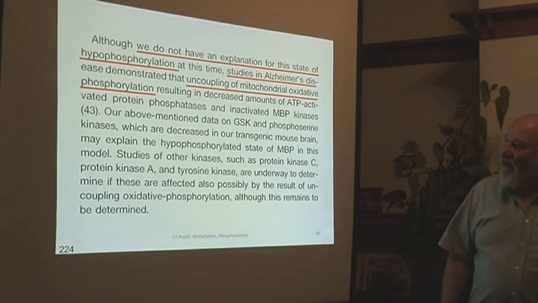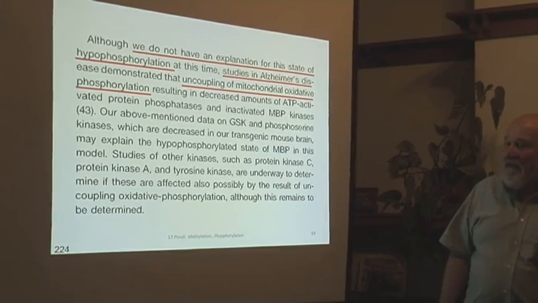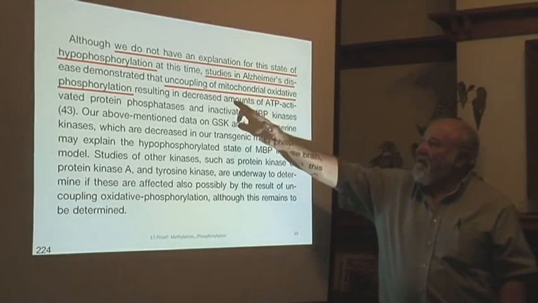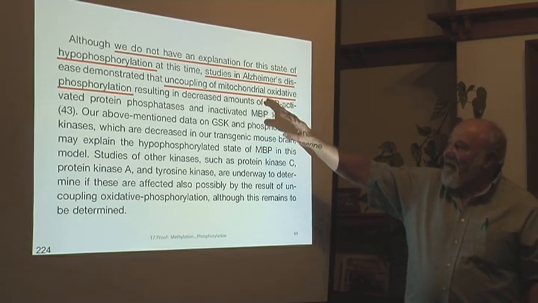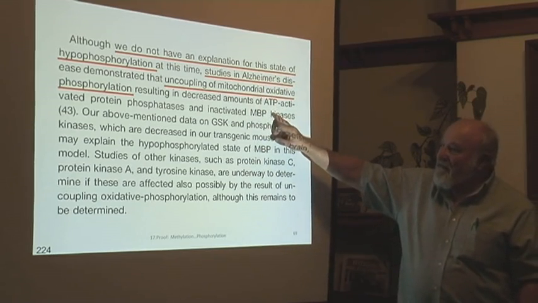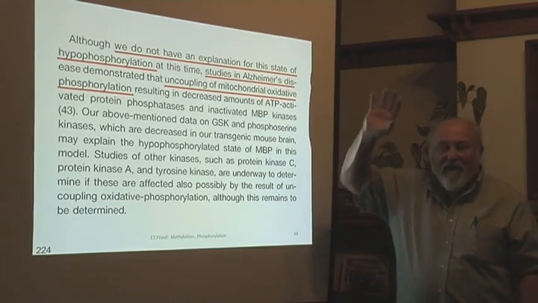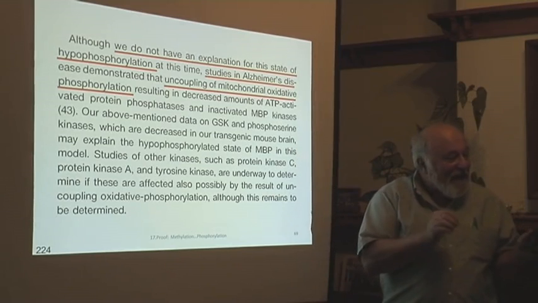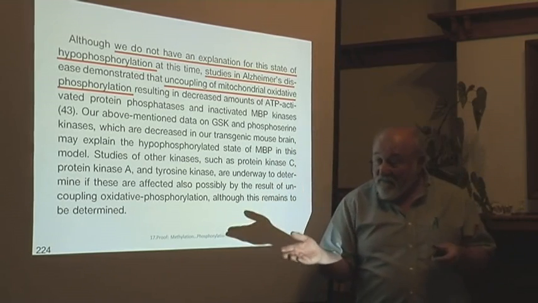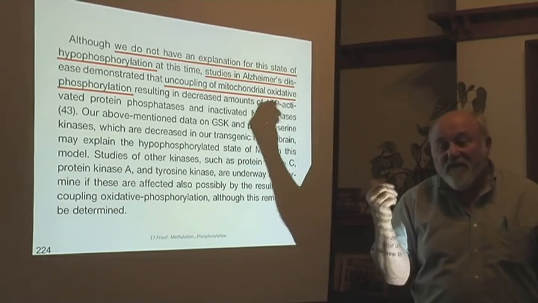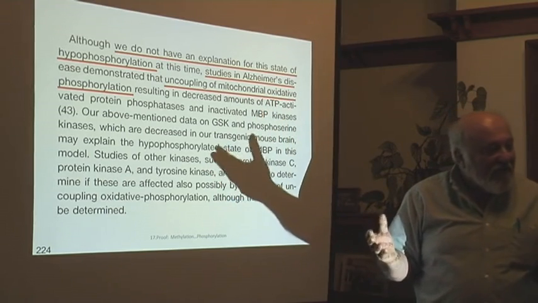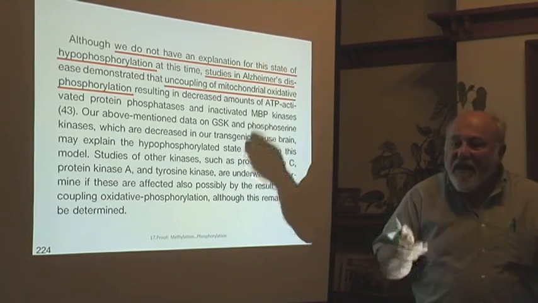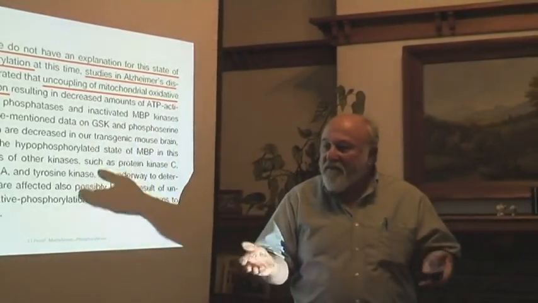This shook me up. Although we do not have any explanation for this state of hypophosphorylation at this time, studies in Alzheimer's disease demonstrated that uncoupling of mitochondrial oxidation, that's what they call it when you reduce phosphorylation, results in decreased amounts of ATP activity, of activated phosphatases, blah, blah, blah, blah. In other words, not only did they discover that this was happening in the MS brain, it was happening in the Alzheimer brain too. And there's no other explanation. These poor guys didn't know anything about formaldehyde. They don't know about methanol.